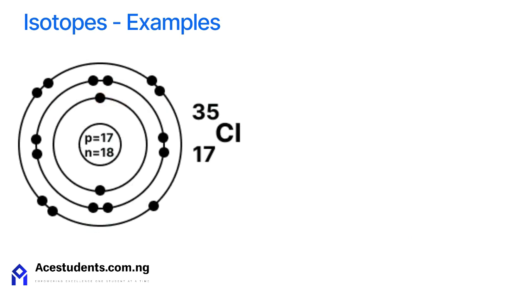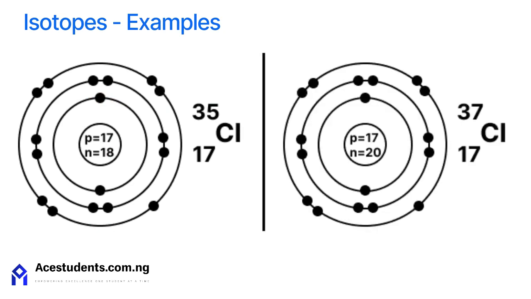Now let's look at another example of isotopes. The first isotope of chlorine is chlorine-35. It has 17 protons and 18 neutrons. Alongside chlorine-35, there is another isotope. Chlorine-37 also has 17 protons, but it has 20 neutrons. This shows that isotopes of chlorine have the same number of protons but different numbers of neutrons.